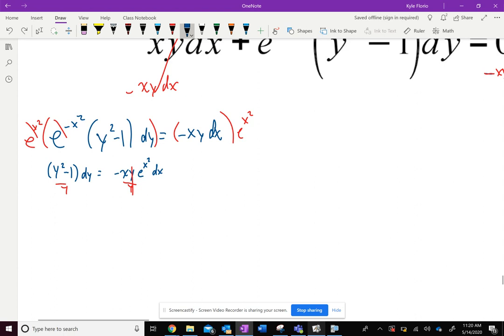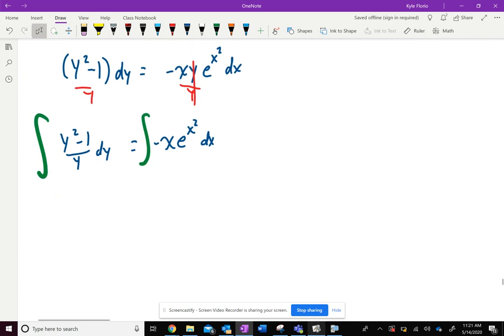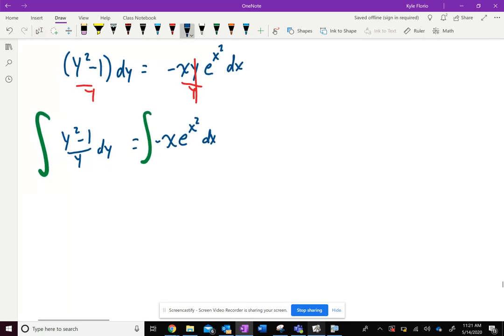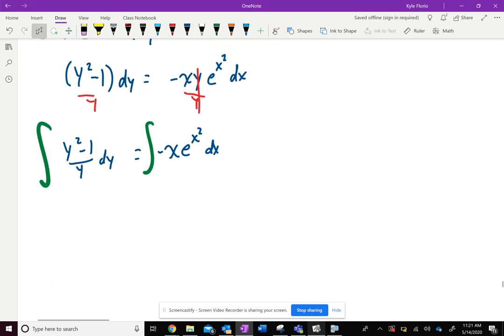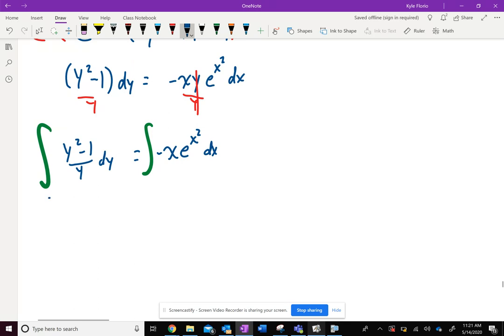So just a lot of algebra, par for the course in calculus, right? And then we just got to integrate both sides. So we separated our variables. I got my y's on the left, my x's on the right. This left side I can simplify. I'm just going to distribute the y in the denominator. So this is really y squared over y minus 1 over y.